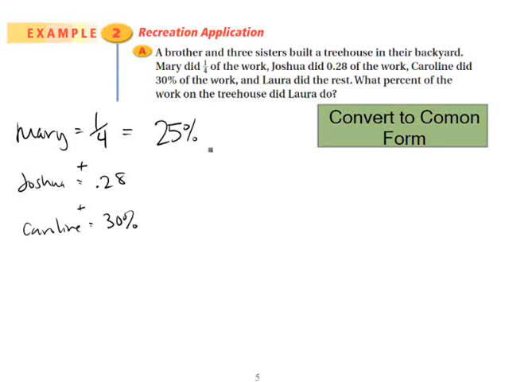Mary's 1/4 becomes 25%. That's one that you should probably memorize before we're done with this unit. 0.28 easily becomes 28% by moving the decimal over twice. And 30% is already a percentage. Add the 3 of them up for a total of 83%.